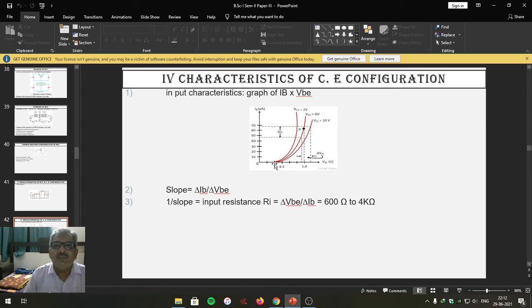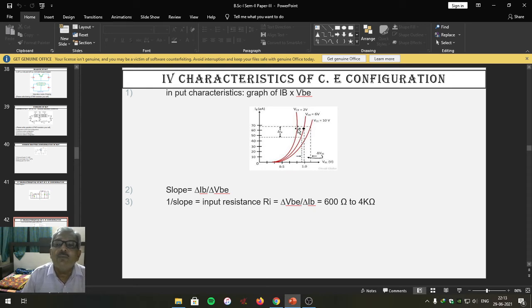The same is true for different values of VCE. As VCE increases, the curve becomes more and more shallow. From this to this, the shallowness increases. This is how one can interpret the working of BJT as the input junction is forward biased.